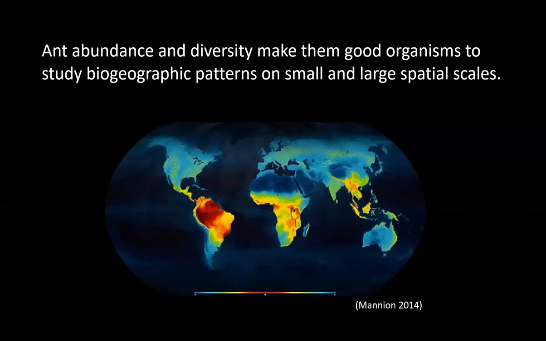And then lastly, ants are abundant and diverse, and we can use them to ask questions about how diversity changes geographically. So I'm really interested in biogeography, studying where species are and why, and how diversity patterns change geographically. This map here is of vertebrate diversity, and we see this pattern for a number of different taxa, where in the tropics you have hotspots, and that diversity gets lower as you go away from the equator. And so we can use ants as a study organism to ask why that's happening.